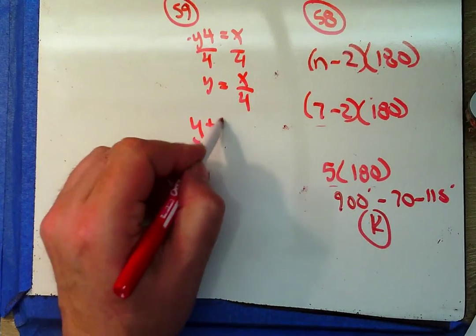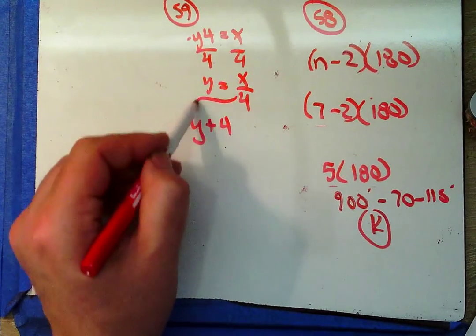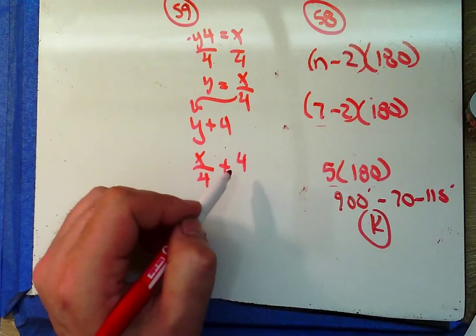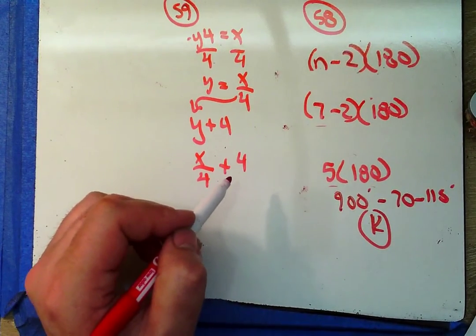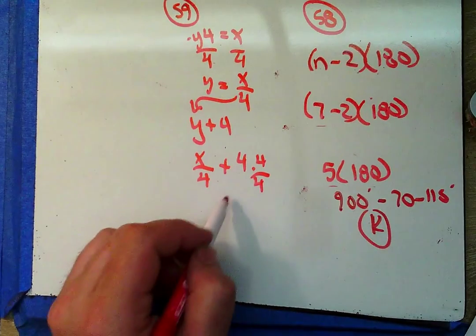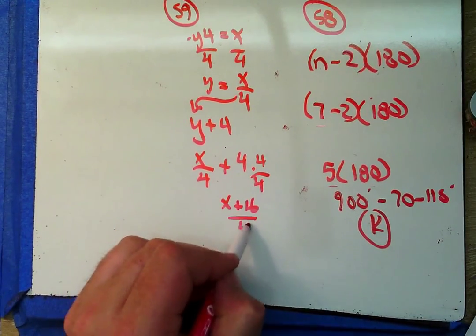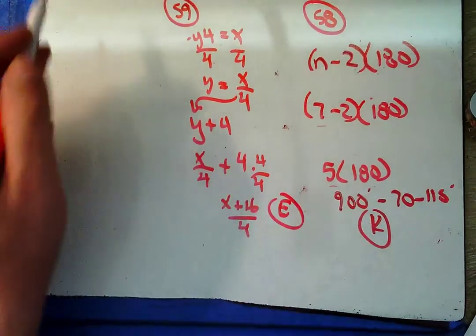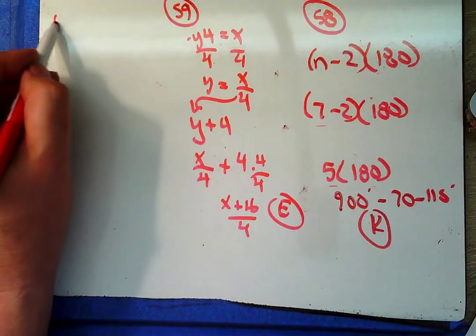So when I have y plus 4 in terms of x, I'm going to replace this y with x over 4 plus 4. Do they need me to make a common denominator? Yes, they do. So times 4 over 4, and I get x plus 16 over 4, and that corresponds to choice E for 59. Finally, 60.